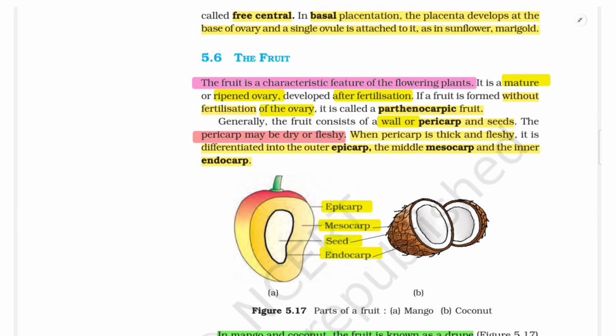In basal placentation, the placenta develops at the base of an ovary and a single ovule is attached to it, as in sunflower and marigold.